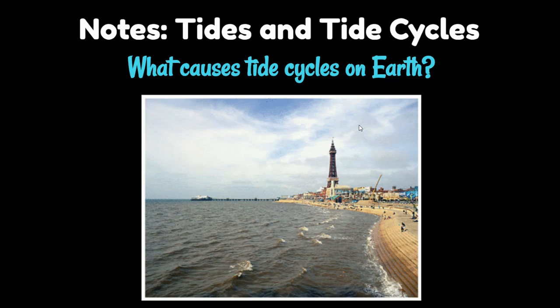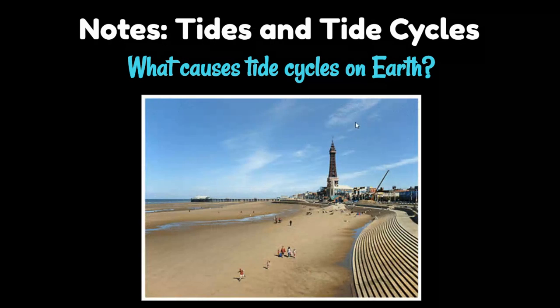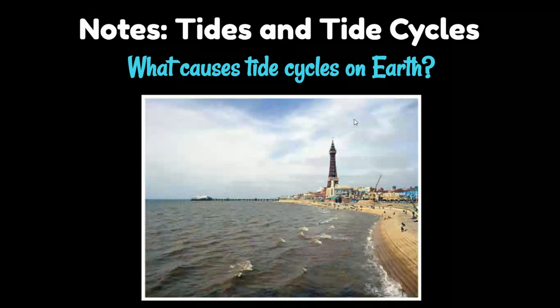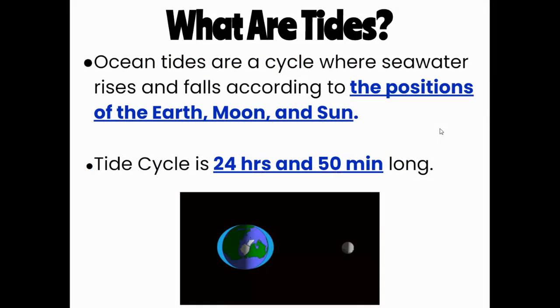We're going to talk about tides and tide cycles today. So we're looking at what causes tide cycles on Earth. If I'm looking at the picture on the screen, I can see these sort of changing images of high tide and low tide. And you can see how people can walk on the shore or the beach during a low tide, but they sure can't do that during high tide.